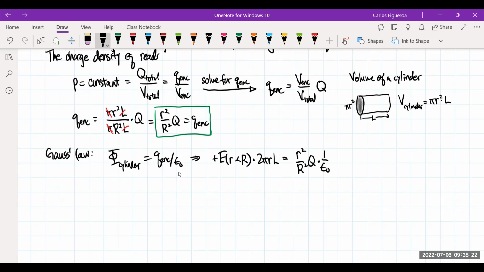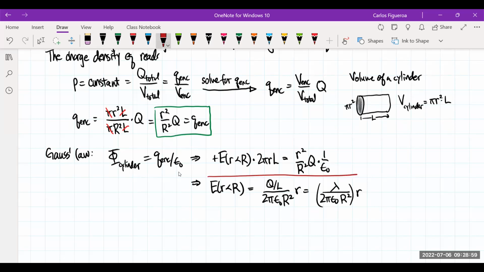So when the dust settles here, we could then solve for the electric field, and I'm going to get 1 over 2 pi epsilon naught R squared, and then Q divided by L times little r, which is also lambda over 2 pi epsilon R squared times little r. So this is my E field produced on that Gaussian surface right there.